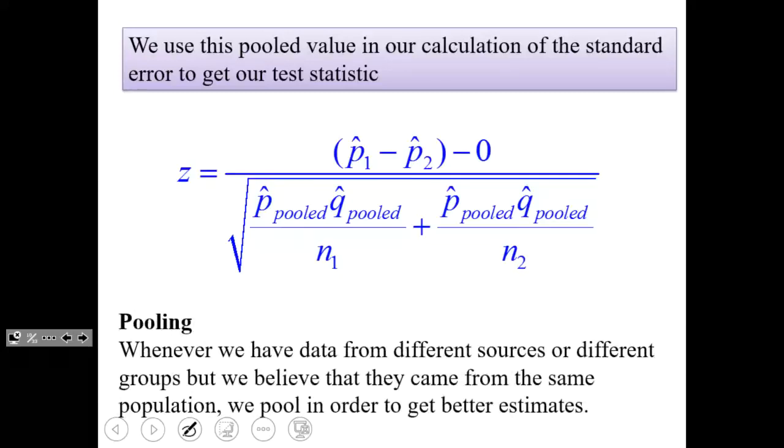Whenever we have data from different sources or different groups, but we think they're the same population, we pool. Remember, our null hypothesis is there's no difference. If there's no difference, then it's really the same population.